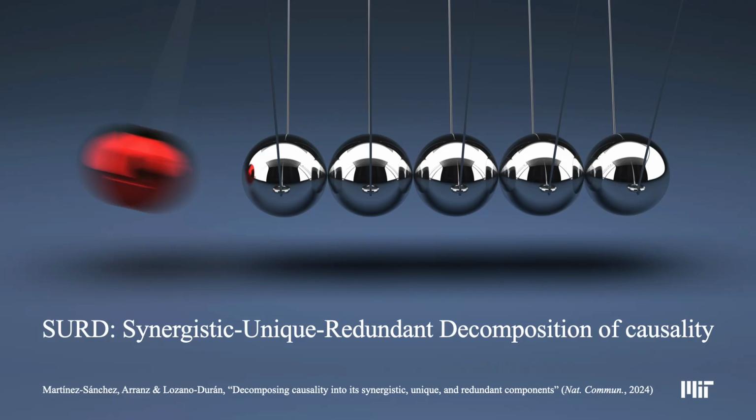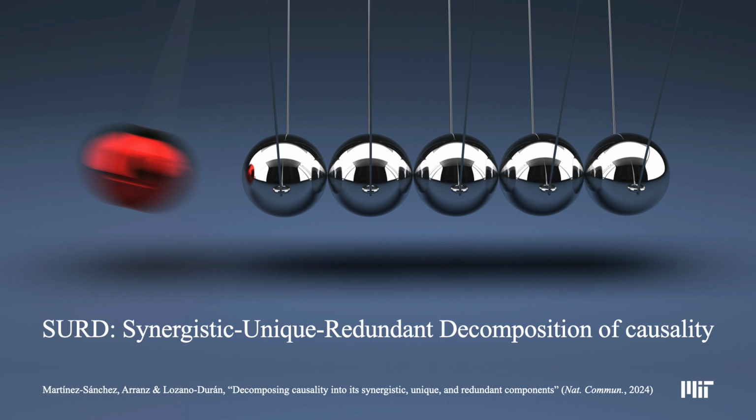Hi everyone. In this video, we introduce SURD, the Synergistic-Unique-Redundant decomposition of causality. SURD is a new method based on information theory that quantifies causality as increments of information gained about a target variable from a set of causes. This approach is non-intrusive. It doesn't require any manipulations of the system and the investigation. All it needs are observations of the relevant variables, which makes it suitable for both computational and experimental investigations.